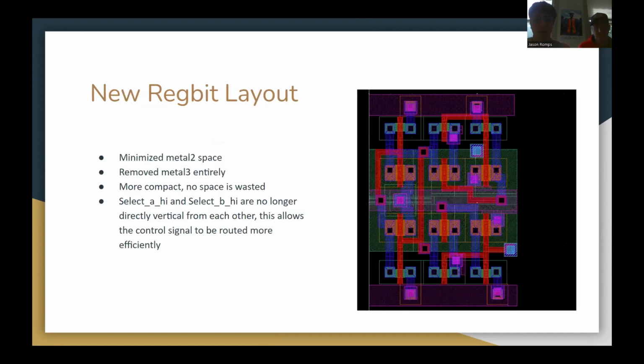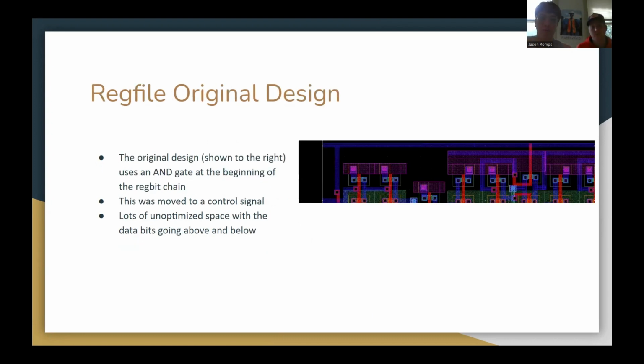So here's our new reg bit layout. As you can see, it shrunk so much. I can go back and forth real quick. The height and the width shrunk. The metal 3 is gone. For example, you can see the metal 2 between the VDD is much smaller now. It's not double the size. And so this made for a really compact reg file.